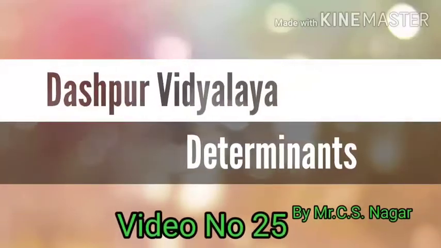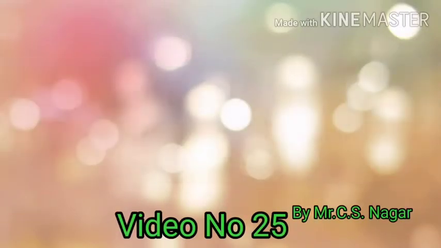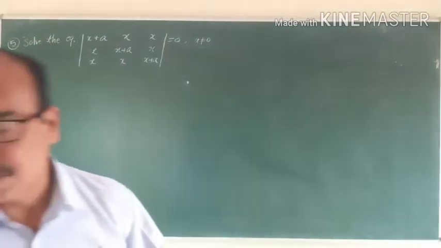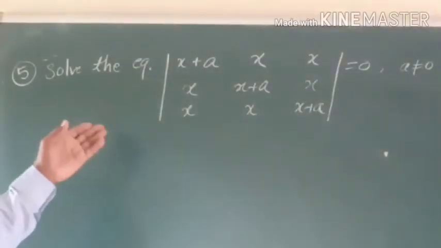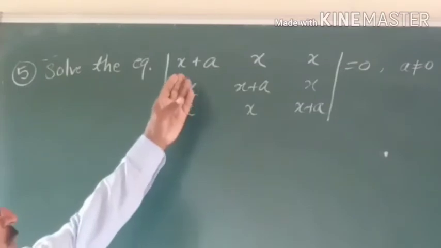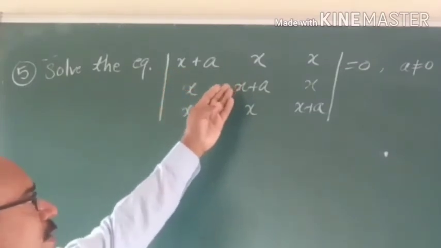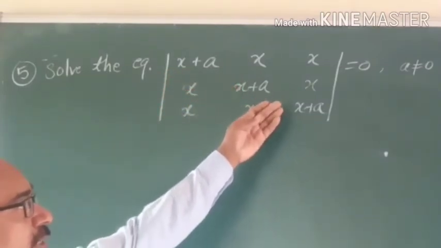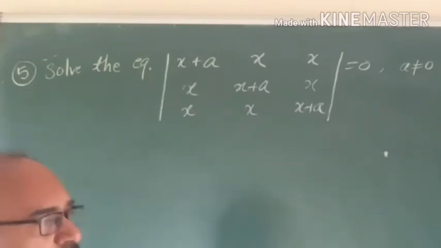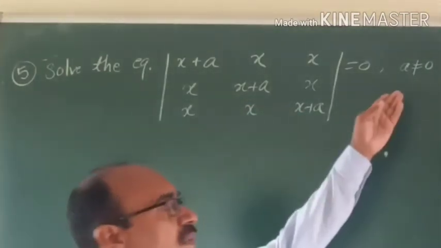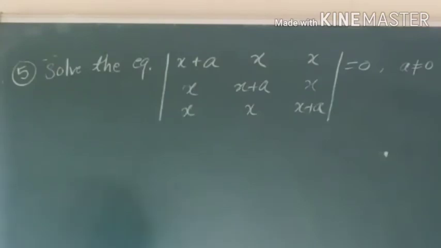Hello everyone, this is video number 25 and this is the fifth question of miscellaneous. Solve this equation: the determinant with rows x plus a, x, x; x, x plus a, x; and x, x, x plus a, which is equal to 0, and here a is any real number which is not equal to 0. So it's a very simple question.